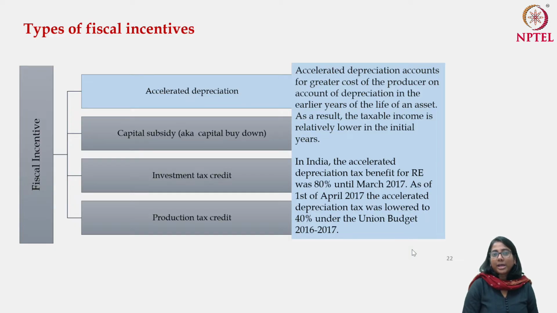benefit according to that. However, that was reduced to 40% in the post 2017 period. Now the accelerated depreciation has come down in India. There was a lot of controversy at that time regarding the effect of this reduction in accelerated depreciation.